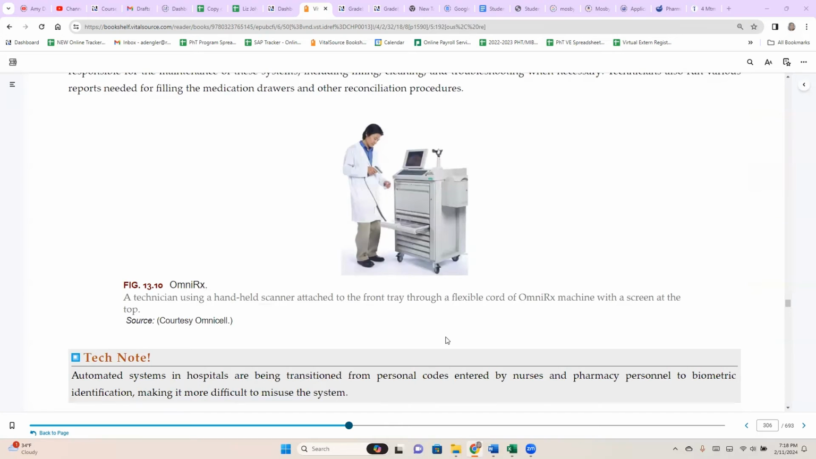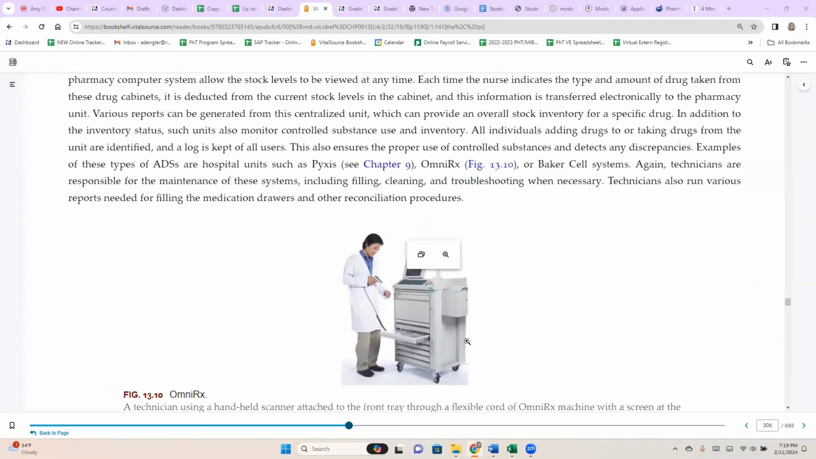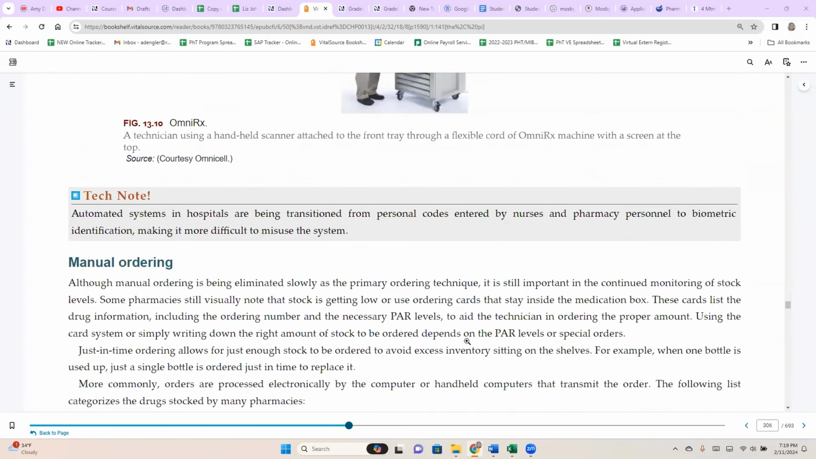And here is a picture of a technician using a handheld scanner on the OmniRx. So this is one of the ADAs that hospital units use to monitor controlled substance and inventory.